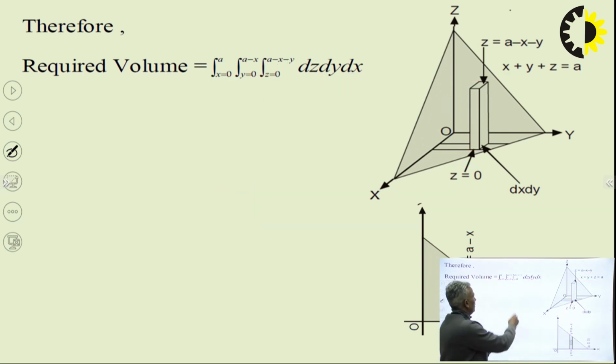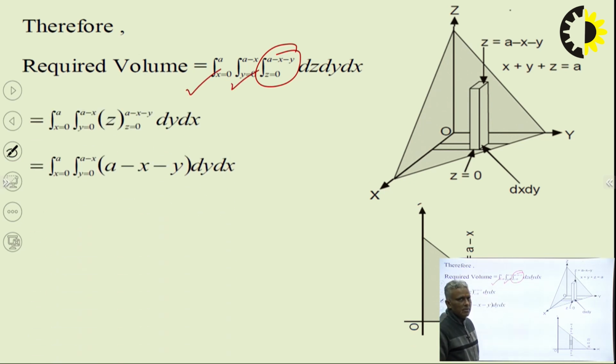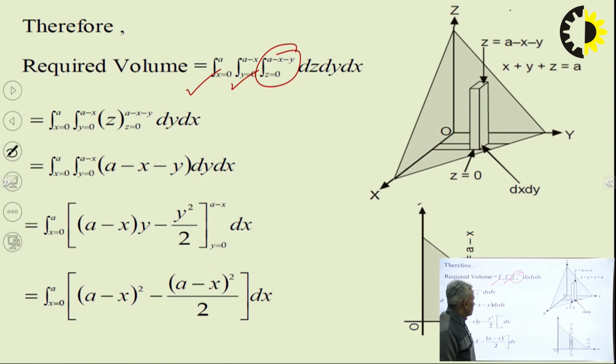How to solve? We take this limit, this is the limit of z. First of all, we integrate with respect to z, then integrate with respect to y, and then integrate with respect to x, the constant limit. In this way we can solve the given problem. The main criterion and main concept is how to take the strip.